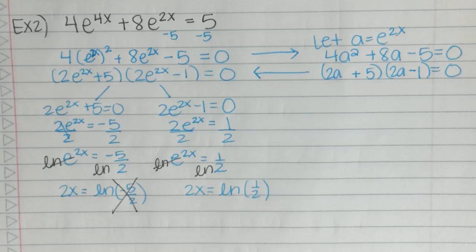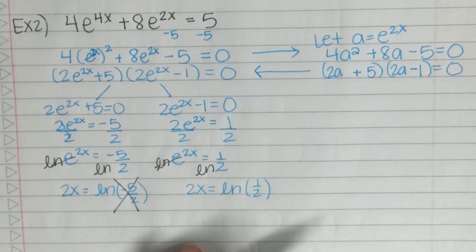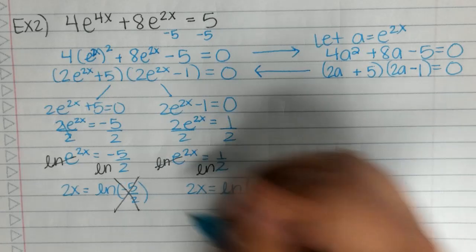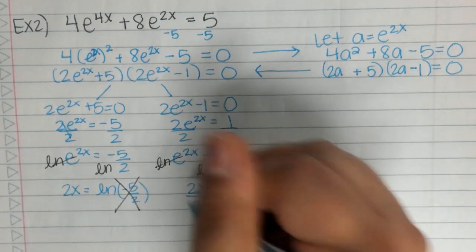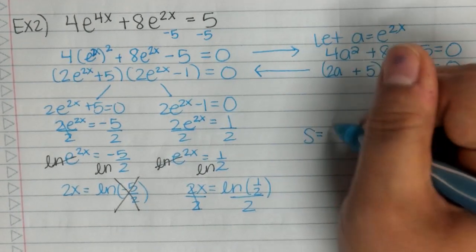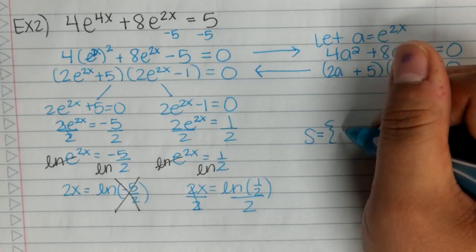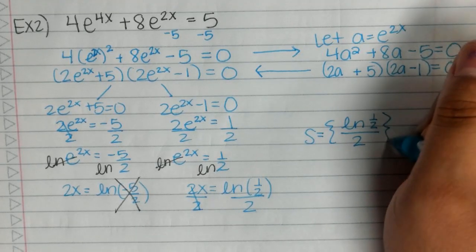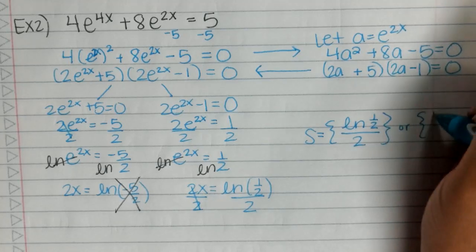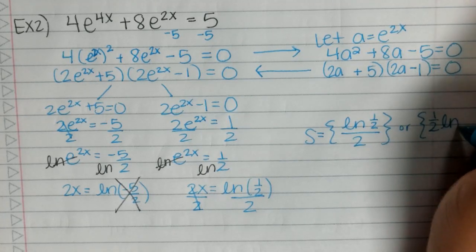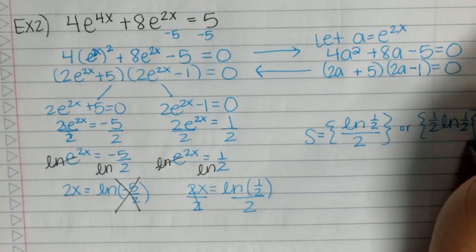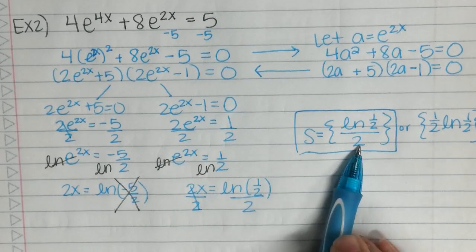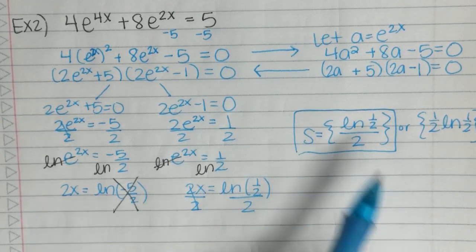Does that make sense? And then last but not least, what am I going to do to get x by itself? Divide by 2. So this answer is, you can either write it the natural log of 1/2 divided by 2, or I would even accept 1/2 natural log of 1/2. Because you could put that 2 out and put it out front. Those are equivalent.